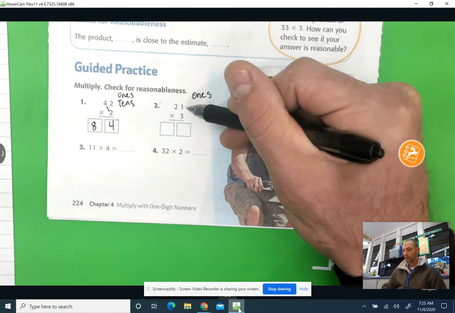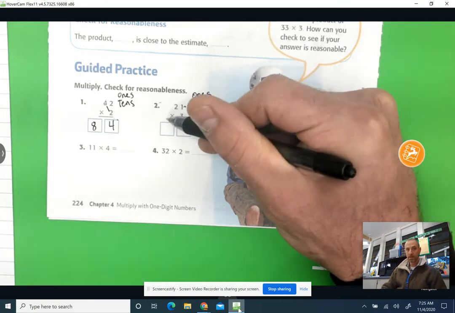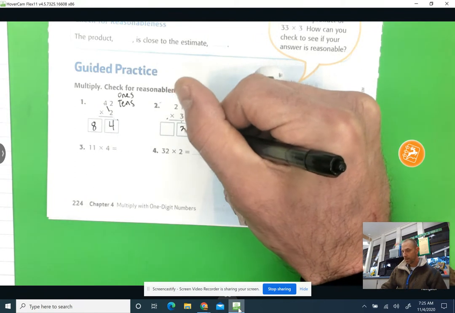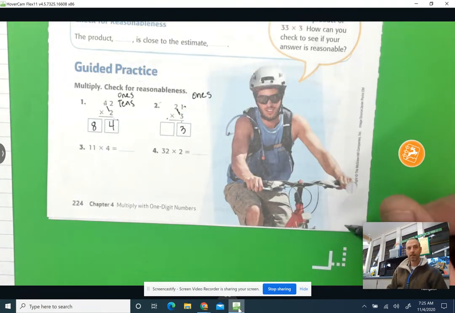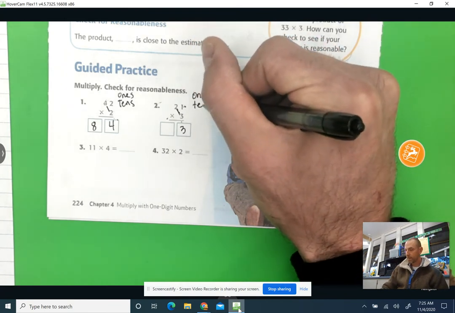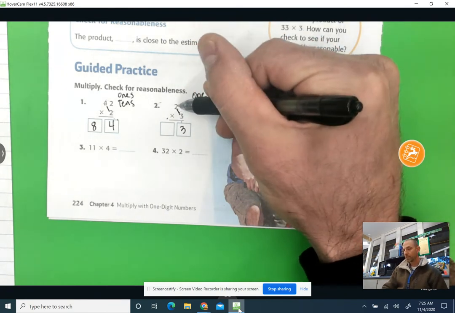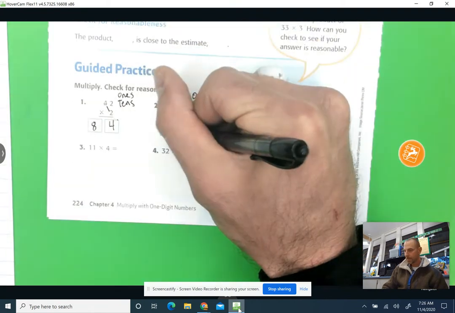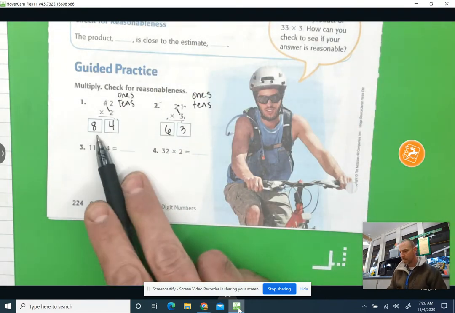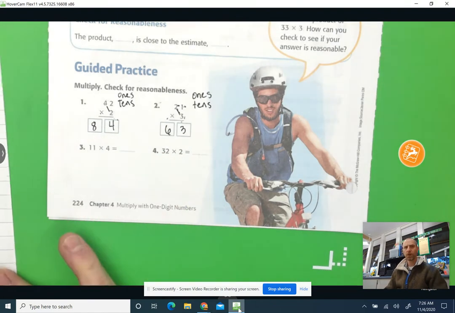Okay, again, number 2, multiply the ones place first. You're going to give the 1 in the ones place times 3. That is 3. Then you're going to multiply diagonally to multiply the tens place. Give that 2 in the tens place to the 3. 2 times 3 is 6. Let's check for reasonableness in these two problems here.